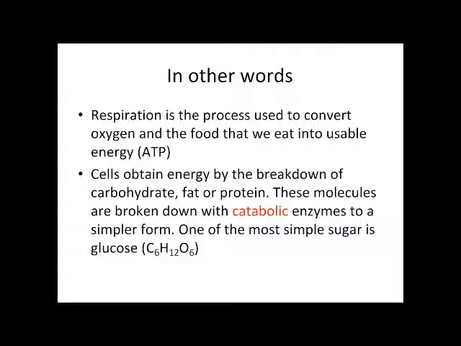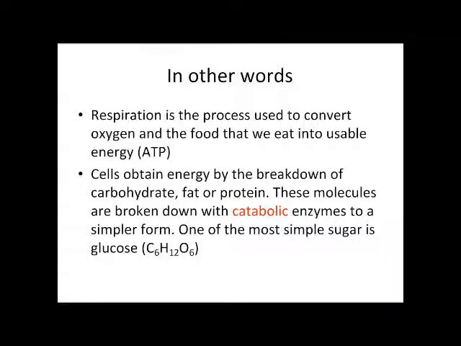But yes, we need food and we need oxygen. Okay, food and oxygen for respiration to produce this usable energy, which is ATP. So cells obtain energy by the breakdown of carbohydrate, fat, or protein. Carbohydrate, fat, or protein. So these are what is in our food. Okay, what we eat: carbohydrates, we eat fats, we eat proteins.